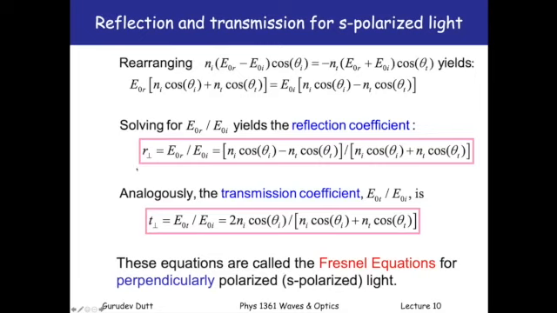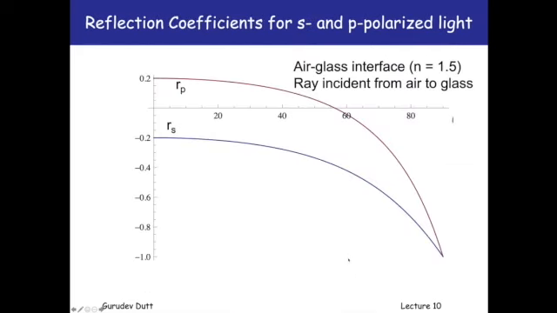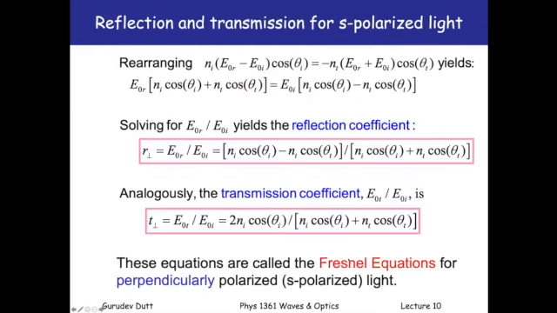This is the first Fresnel coefficient, R perpendicular. I wrote perpendicular, but it's the same as RS, which is the S-polarized light. And R perpendicular or S-polarized RS is simply this formula: Ni cosine theta I minus Ni cosine theta T, divided by this formula. Similarly, we could have solved for the transmission coefficient. That gives us this expression. These are the Fresnel equations for perpendicular polarized or S-polarized light.